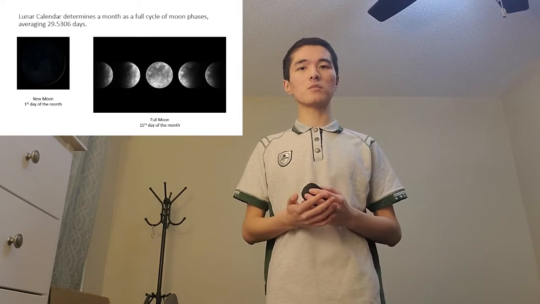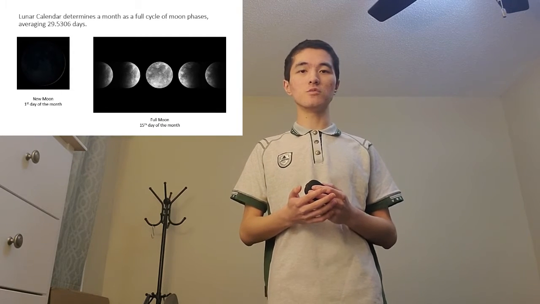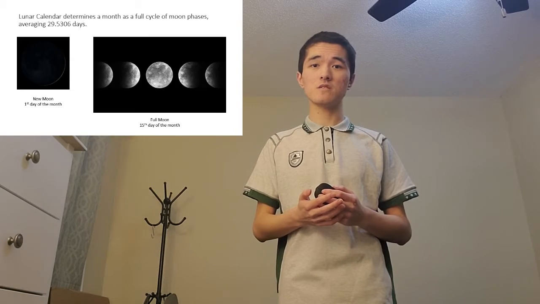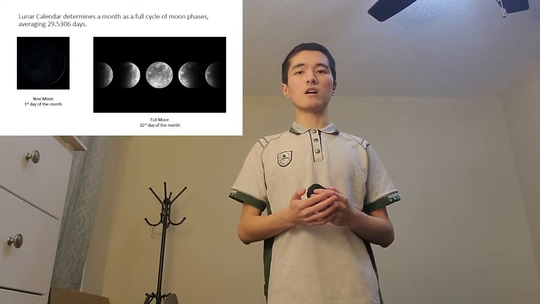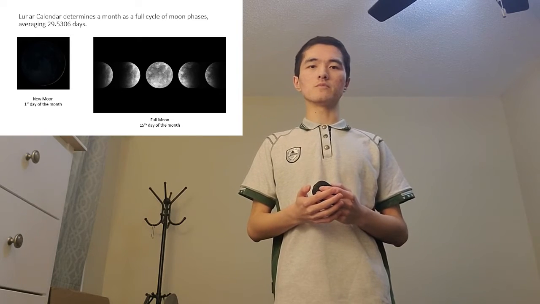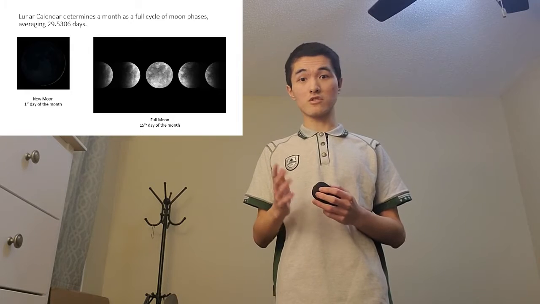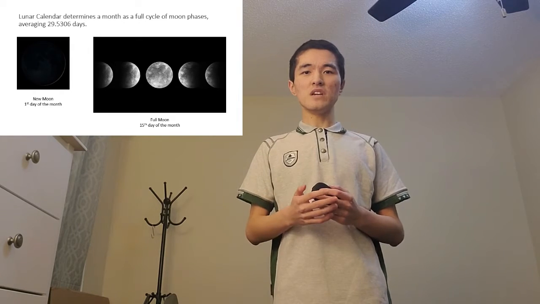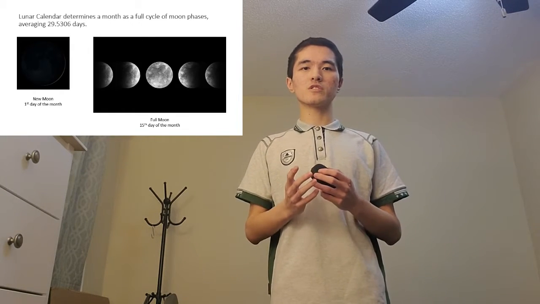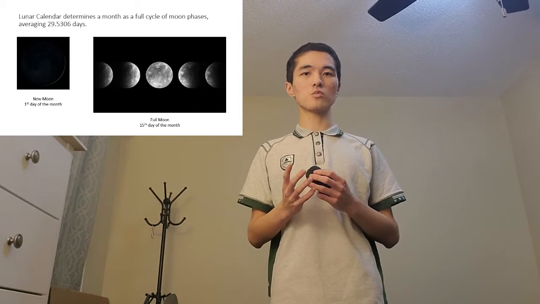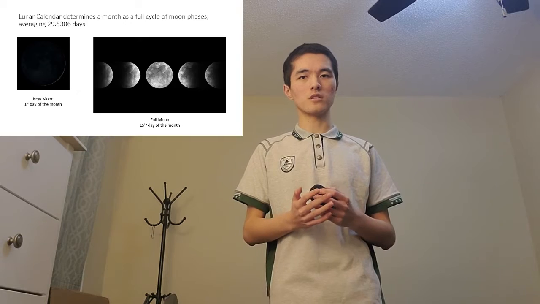And the first day of the month is defined as when the new moon appears, and the full moon will appear around the 15th of the month. Now, some of you might see the problem. Solar months have 30 or 31 days, 28 occasionally, which means a lunar year will be shorter than a solar year, causing a lot of problems. And this is where leap months come into play.